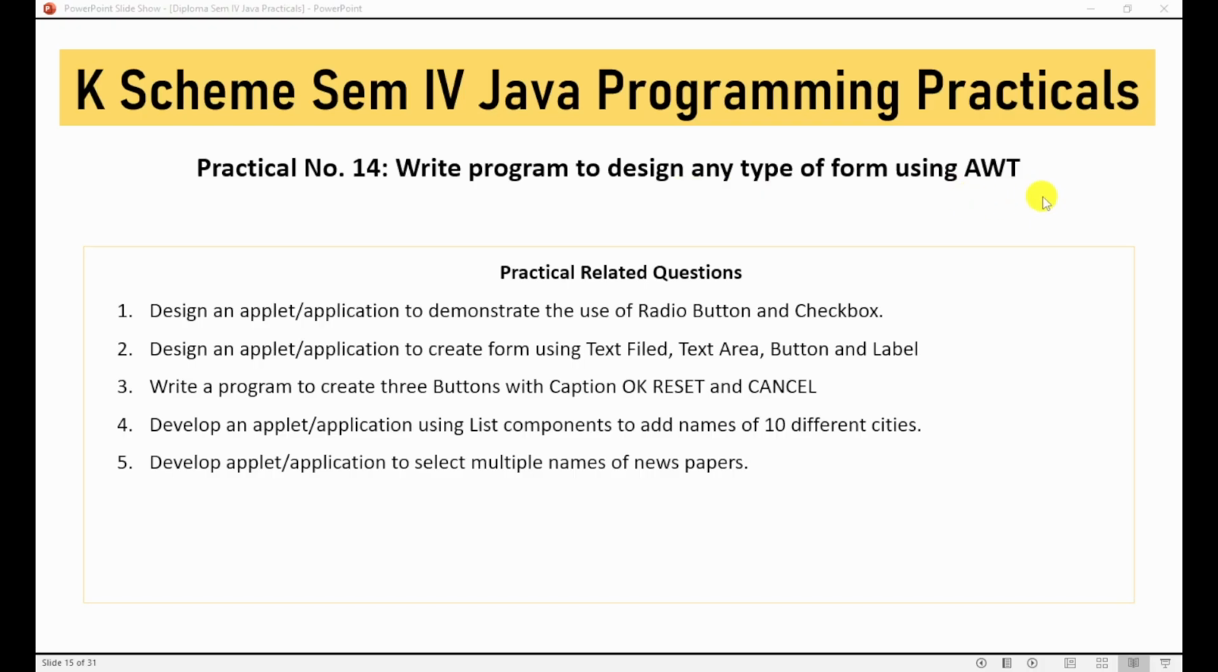So what is AWT? AWT is Abstract Window Toolkit. There are two types of interface that we see whenever we run any application. The first is the command line interface and the second is the graphical user interface. Till practical number 13 we were running our programs on the command line interface. We open CMD, type our compiling and running commands, and see the output on CMD only.